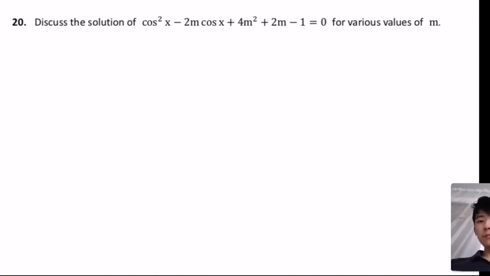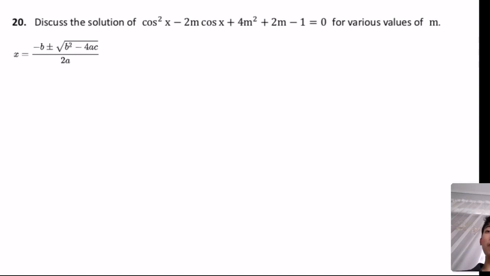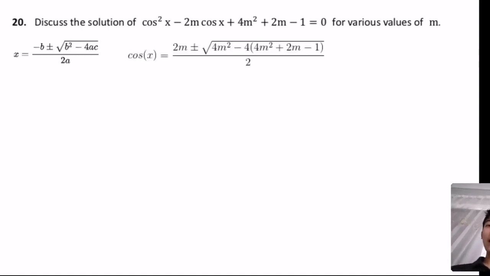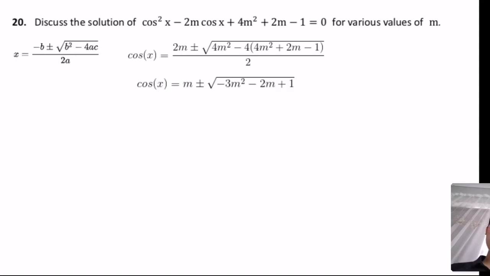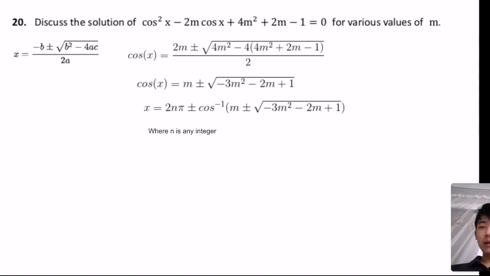For this question, the most obvious way to approach it is with a quadratic formula like this, which I know all of you, of course, know and remember. So we can use this formula to write cos x in terms of m. And if you do some simplifying, you could write x in terms of n, right? So x equals 2n pi plus or minus inverse cos of m plus or minus square root of negative 3m squared minus 2m plus 1, where n is any integer.